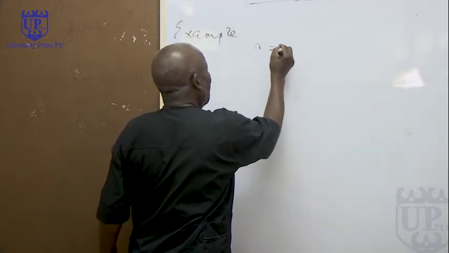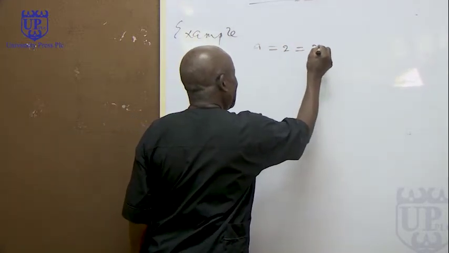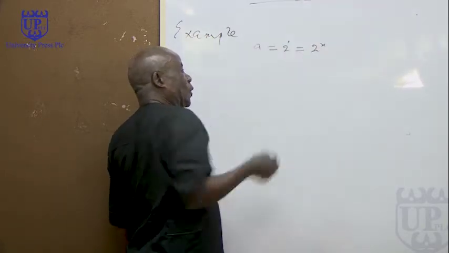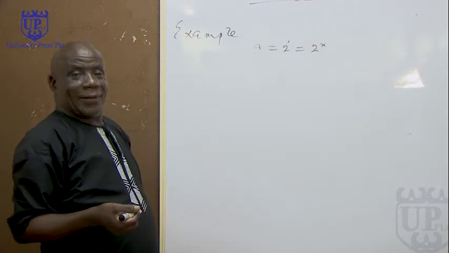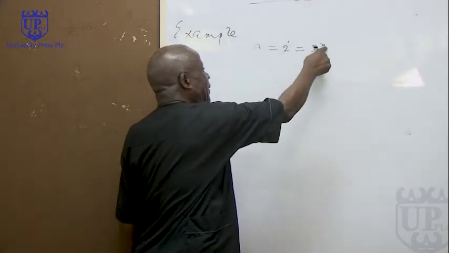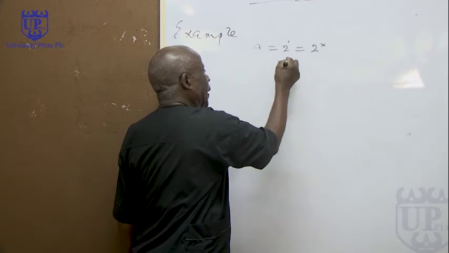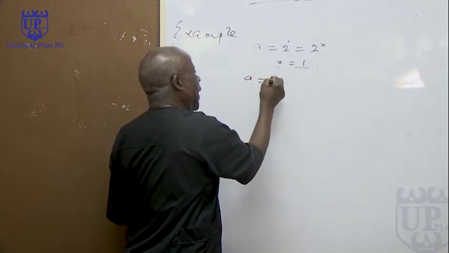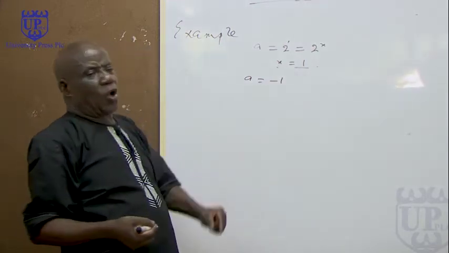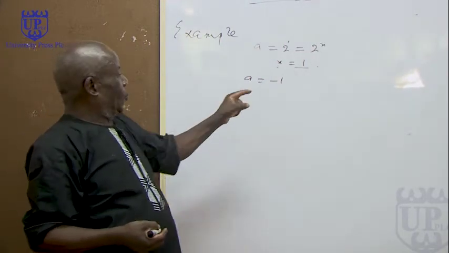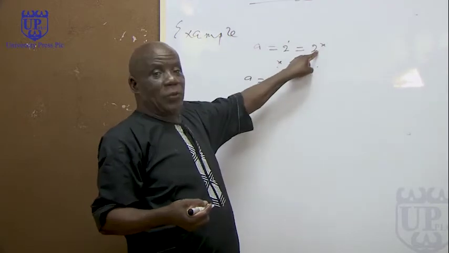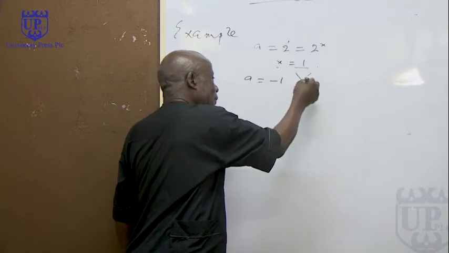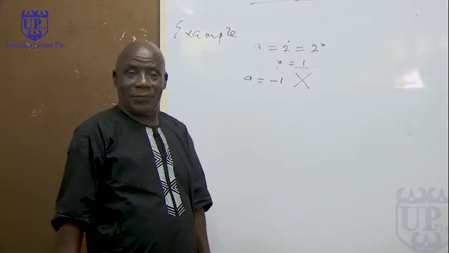A is 2, but a is 2 raised to power x. Some of you, this 2 is the same thing as 2 raised to power 1. This implies x equals 1. The other one, a equals minus 1. It is not possible to write this one in terms of this. It is not possible. Therefore, you can use that.